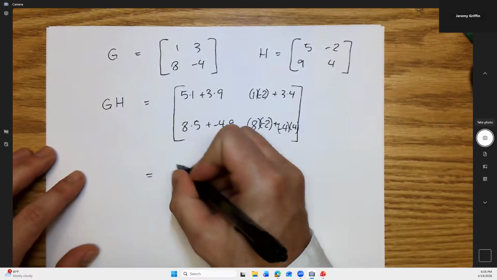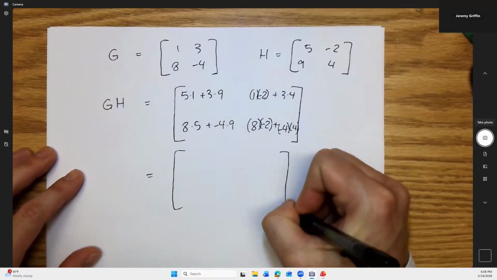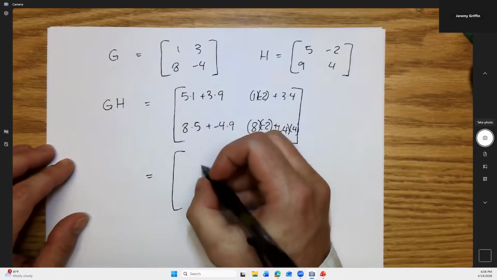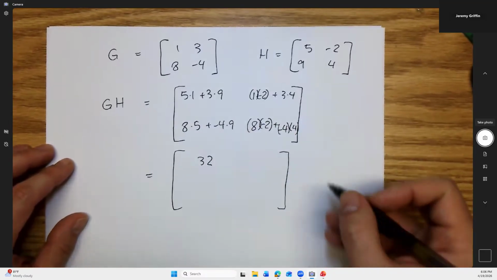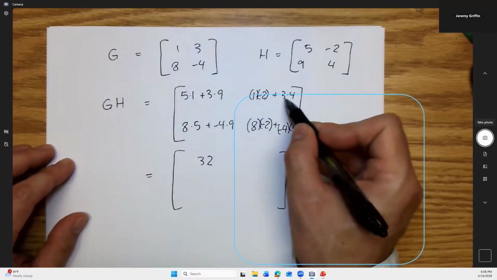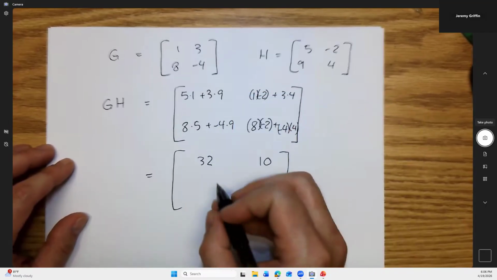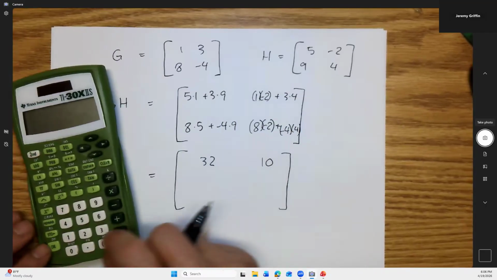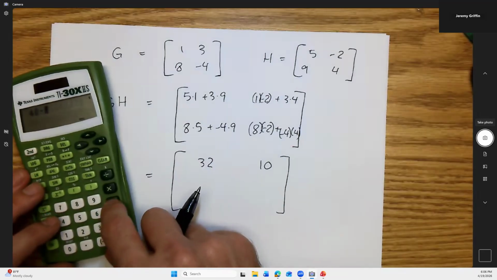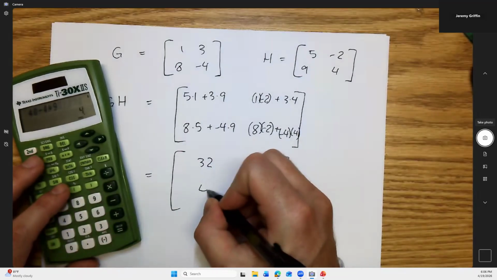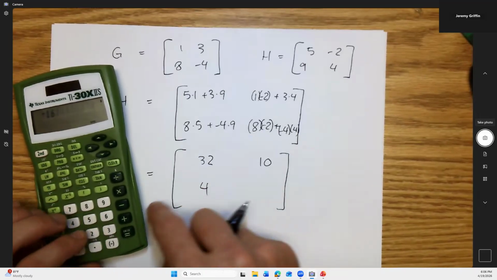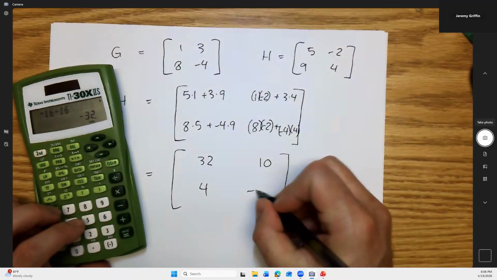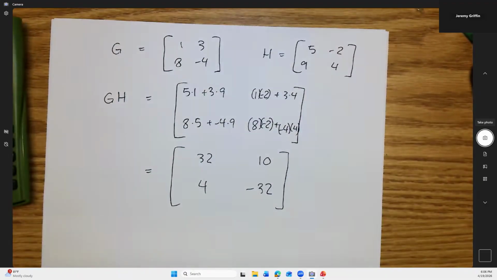So let's simplify this a bit here. This is going to be 5 and 27, I think it's 32. Is that right? 32. Yeah. Got -2 and 12 should make 10. I got 8 times 5, that's 40, and that's 4 times 9, so overall this comes out to 4. And then this is -16 minus another 16 should be -32. So that should be that one right there.